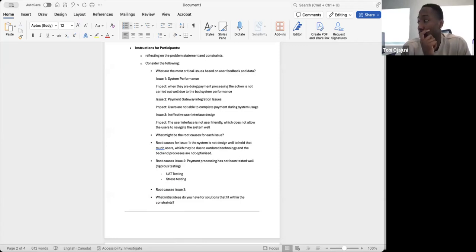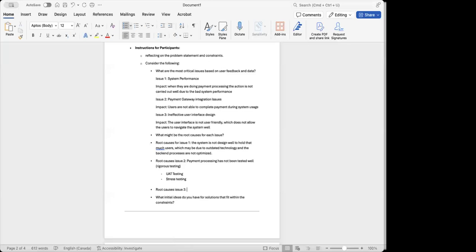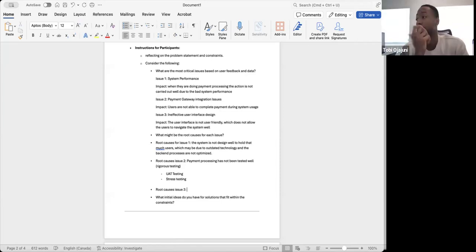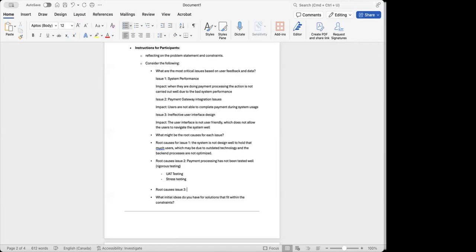So Nab, I might pick on you a bit. I wanted to ask about the last issue, issue 3, ineffective user interface design. What do you think might be the root cause for that? In terms of user interface design, what would be the evidence you can cite for that? Well, it's the design part. I would say it's with the user interface.